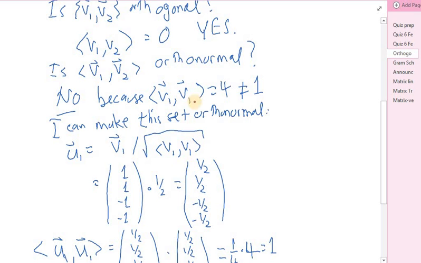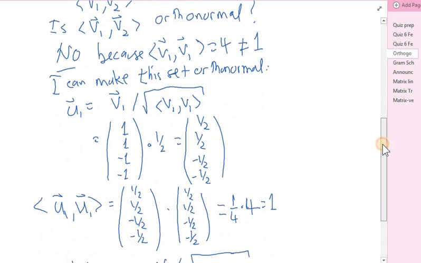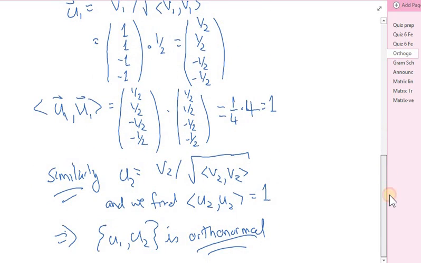So in general, to make a vector have norm 1, you just divide by the square root of the inner product of the vector with itself. In other words, you take the vector and divide it by its norm, and it will have norm 1. So that's a way to make it have norm 1. So I can do the same thing with u2. And in this case, you'll also get u2 inner product with itself is equal to 1.